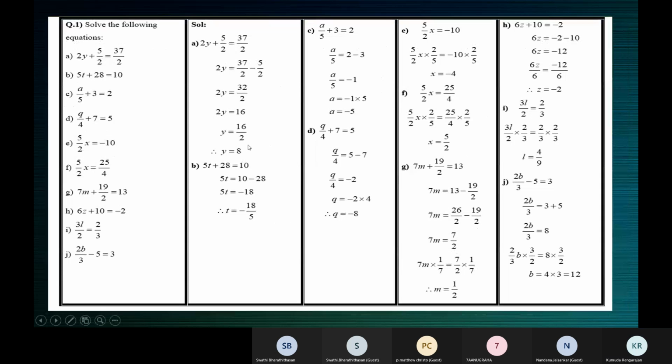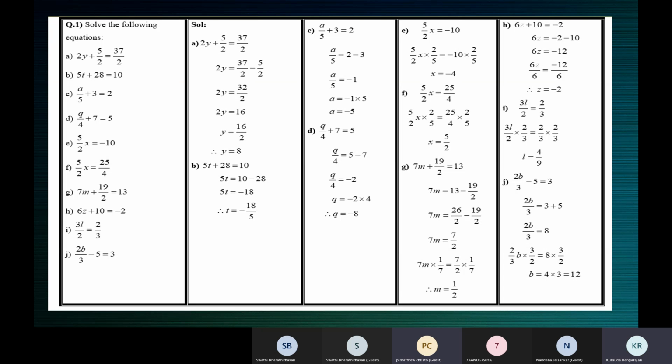Matthew, try B here. Ma'am, 1 minute, ma'am. Ma'am, can I say? Yes, Matthew. Ma'am, 5 of t plus 28 is equal to 10, ma'am.